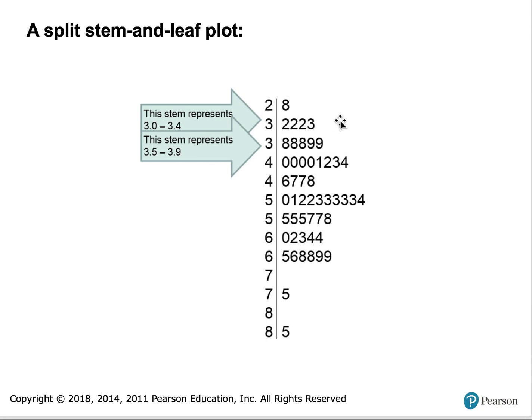There it is, the same stem and leaf. We would have started with 2.5 to 2.9, 3.0 to 3.4, 3.5 to 3.9, right? So they split those stems in half. Okay?